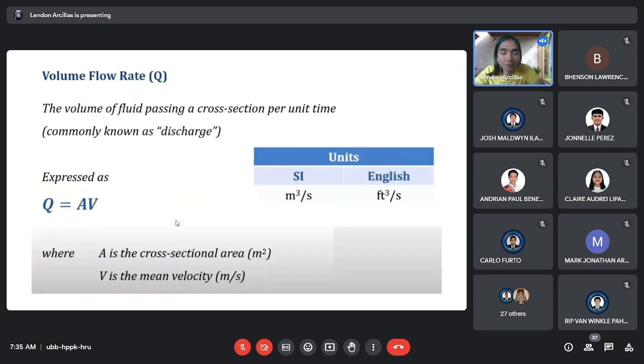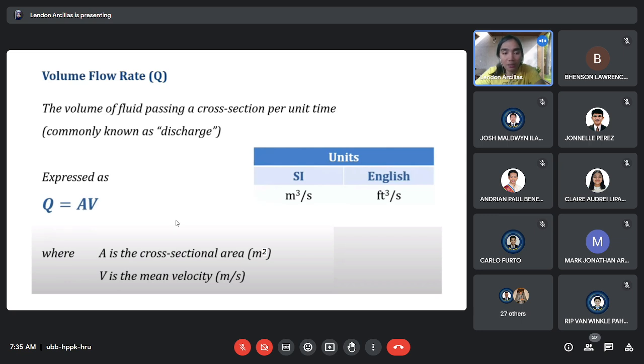So, let's discuss first the first type of flow rate. We have the volume flow rate. So, the volume of fluid passing through a cross-sectional area per unit time. So, again, this is assigned as letter Q. Q is volume flow rate. So, what is the formula for volume flow rate? Volume flow rate is area times velocity. Babalikan ko. This is volume flow rate or discharge is equal to area times the velocity.